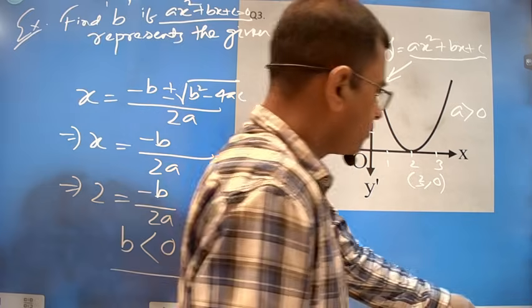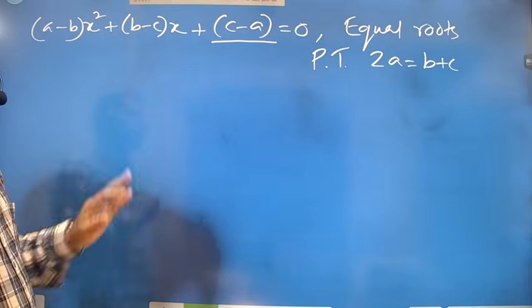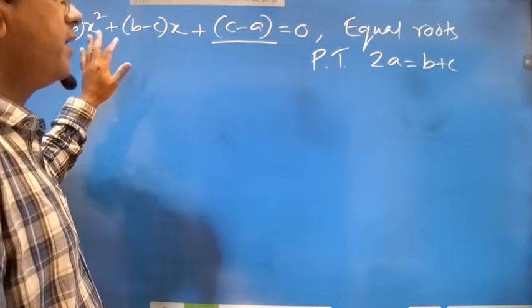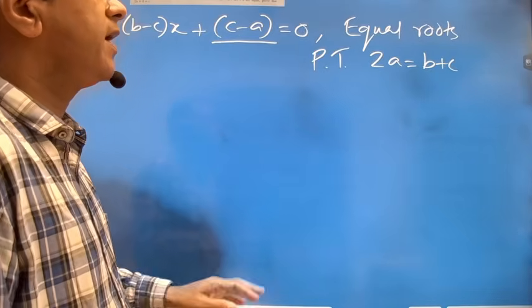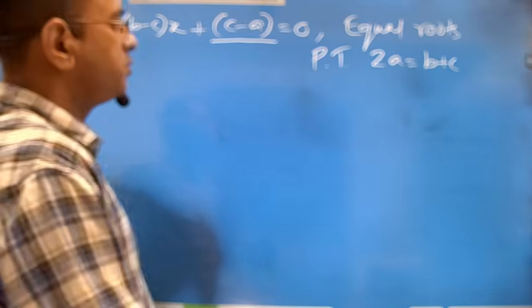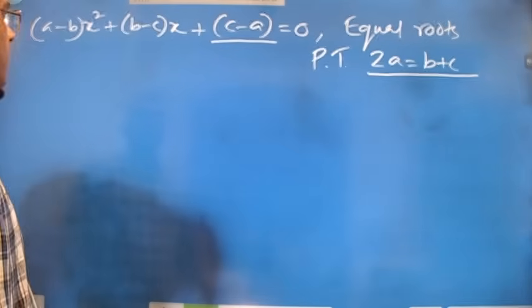So let us move to the next question. So a quadratic equation is given. Here this quadratic equation has two equal roots, real and equal roots. You need to prove twice a equal to b plus c. So here this is the quadratic equation.